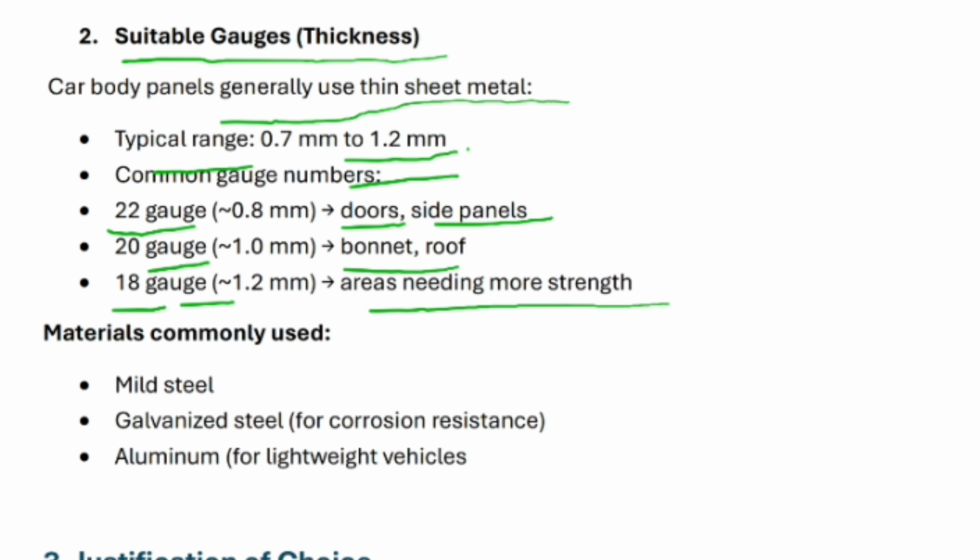Coming to the material, what materials are commonly used for that? We use mild steel, galvanized steel and aluminum. Why do we use galvanized steel? For its resistance to corrosion. Why do we use aluminum? It is lightweight for a vehicle.